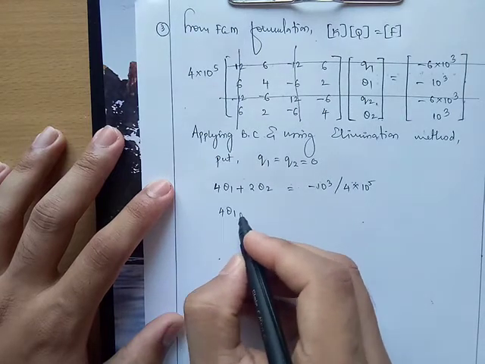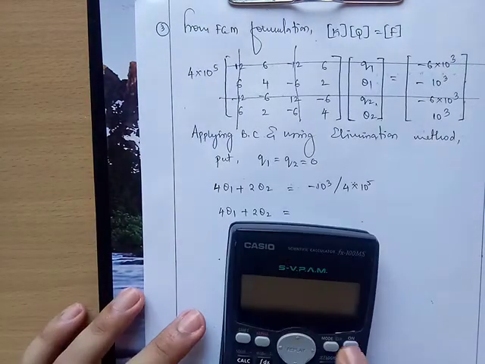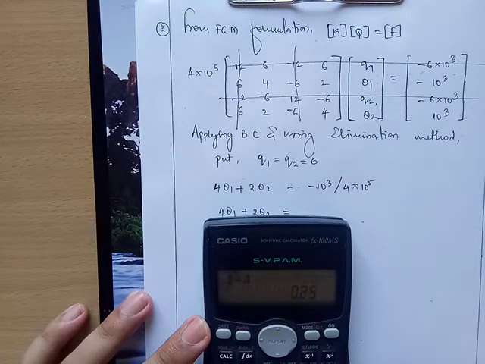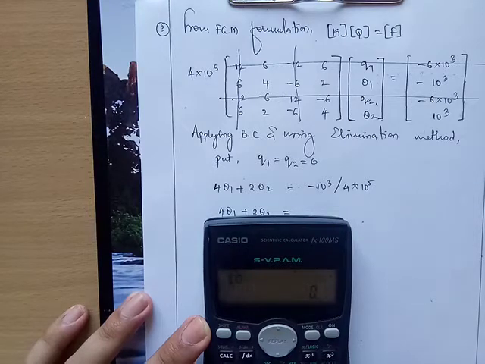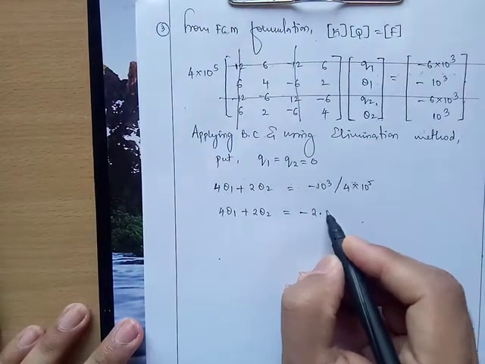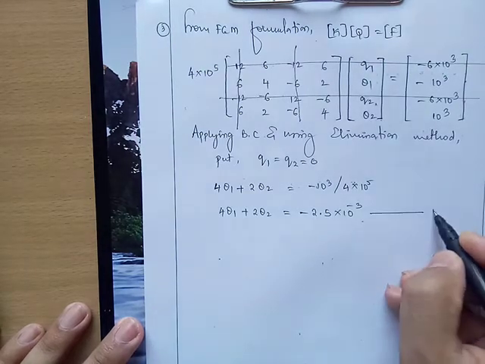So it comes out to be 4 theta 1 plus 2 theta 2 is equal to, so 1 divided by 4 is 0.25, and you are having 10 raised to 3 divided by 10 raised to 5. So this you divide it by 4, you will be getting 2.5 into 10 raised to minus 3 with a negative sign. So it is minus 2.5 into 10 raised to minus 3. This I'll take it as equation 1.